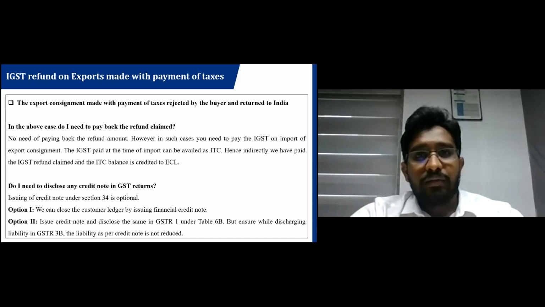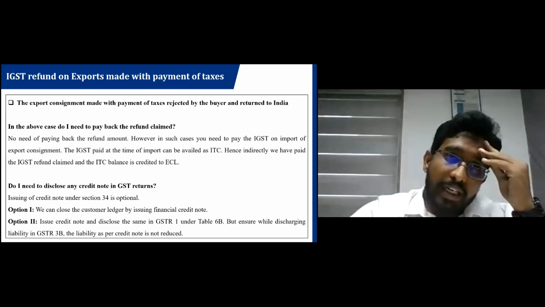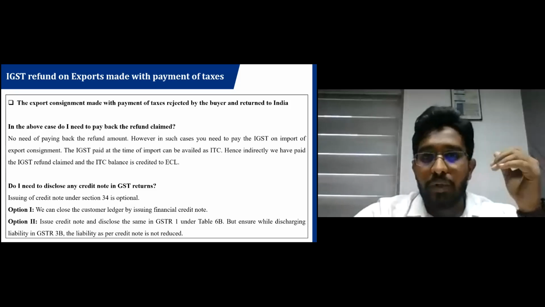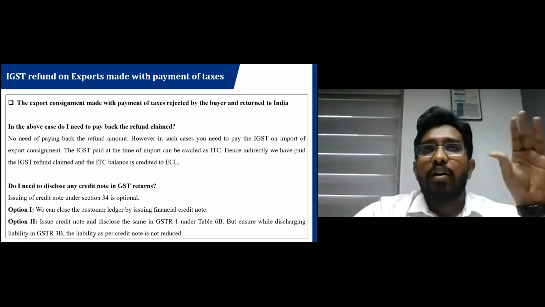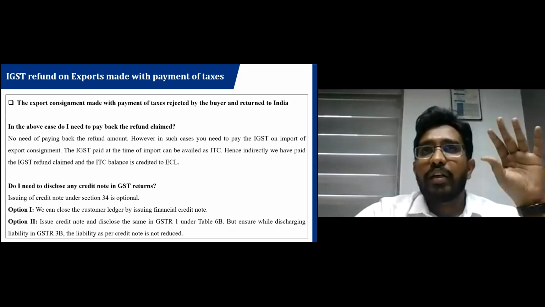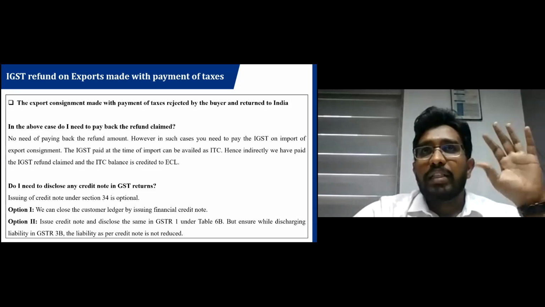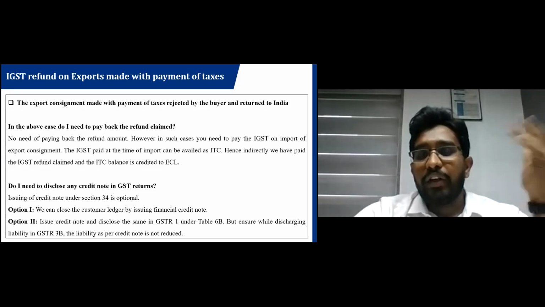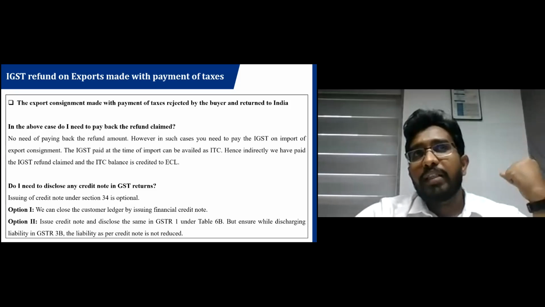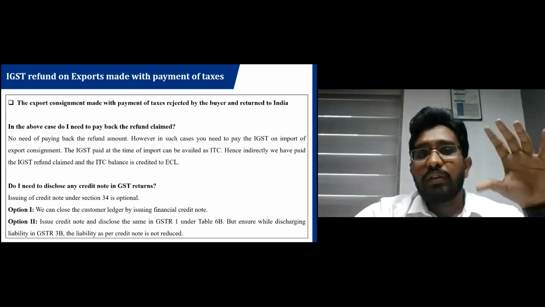Next case is you have made one export. The export consignment has gone to your customer in USA. After going to the USA, the customer rejected our consignment due to quality issues. Now what we need to do is take back our consignment to India. That is nothing but export return.